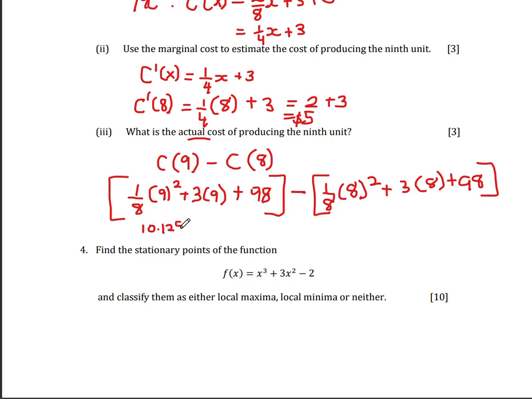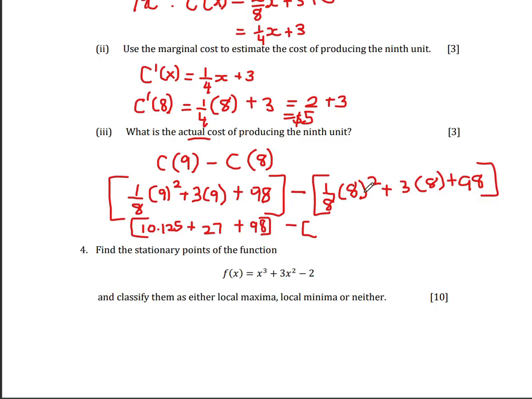Again, this 10.125 is found by first evaluating the bracketed expression. 9 squared gives us 81, then 1 over 8 multiplied by 81, which is the same as 81 divided by 8, will give us 10.125. 3 multiplied by 9 is going to give us 27, and this is of course plus 98. We'll simplify that shortly. Let us simplify the other side of the subtraction sign now.